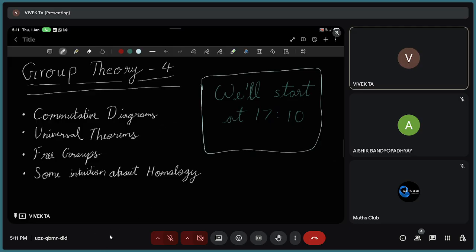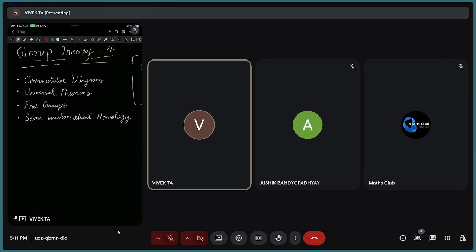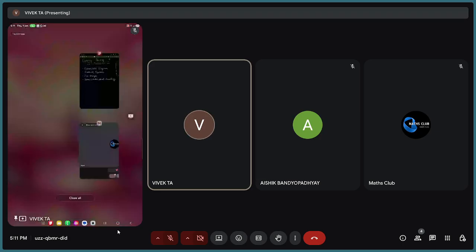So, welcome to the last session of this group theory LTM series. Today, as the agenda shown on the screen, we'll be doing commutative diagrams, universal theorems, and free groups.